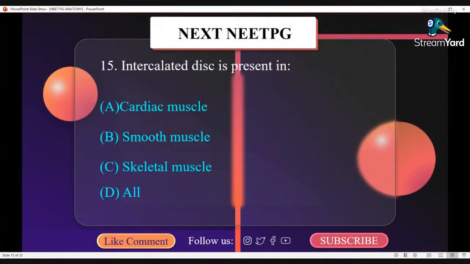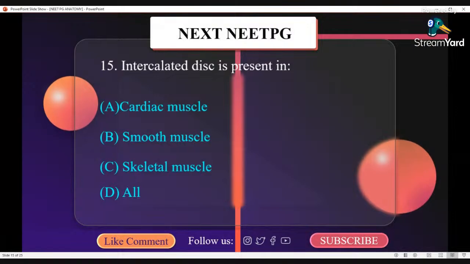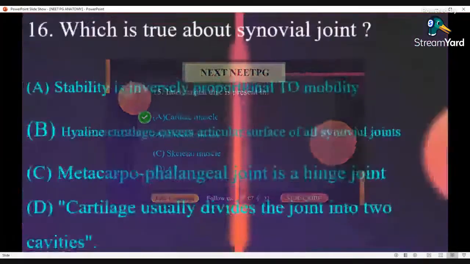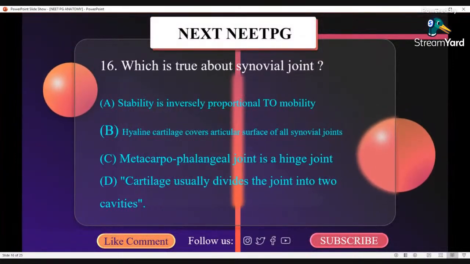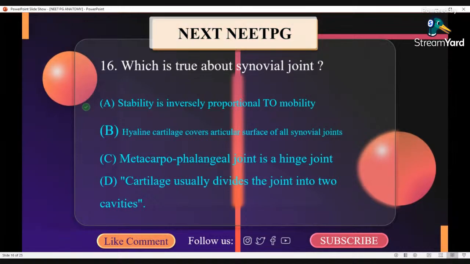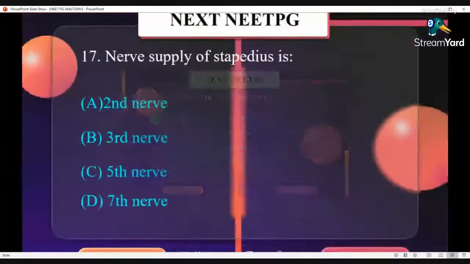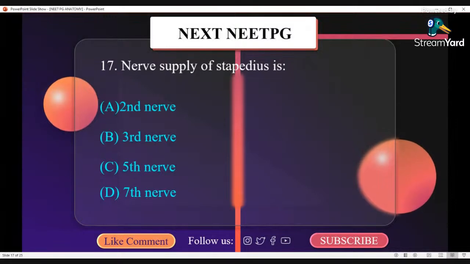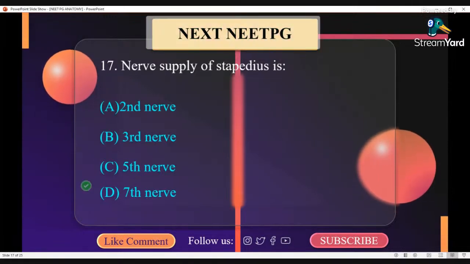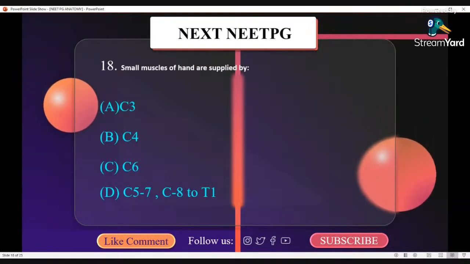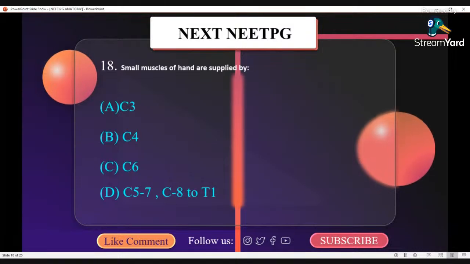Intercalated disc is present in cardiac muscle. Which is true about synovial joint? Stability is inversely proportional to mobility. Nerve supply of stapedius is seventh cranial nerve. Small muscles of hand are supplied by C8 to T1.